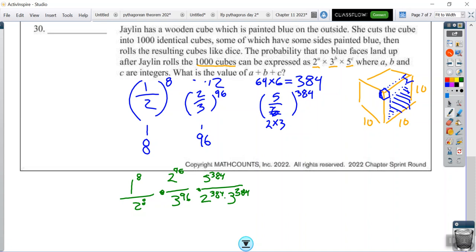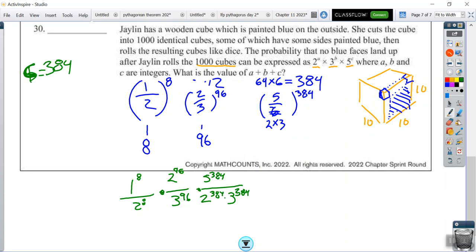Yeah. Okay. So this 5 in the numerator, there are no other 5s for a base. So I know that the b value has to be 384. Yes? Are there any other 5s? No. Okay. So I know that b is 384. C. Oh, sorry. Thank you. C.